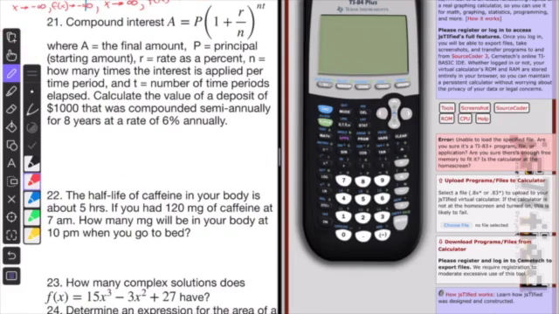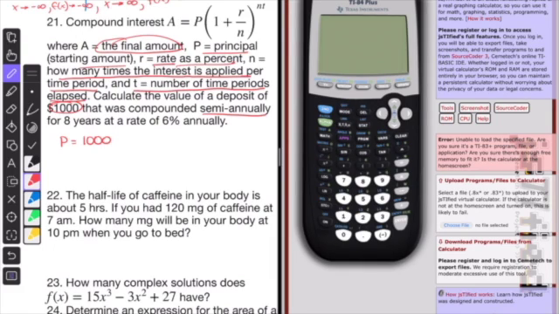21, compound interest. A equals P times 1 plus R over N to the NT, where A is the final amount, P is the principal, the starting amount, R is your rate as a percent, N is how many times the interest is applied per time period, and T is the number of time periods that are going to happen. Calculate the value of a deposit. So we got $1,000 principal, the starting amount, compounded semi-annually, so 2 times a year, twice annually, for 8 years.